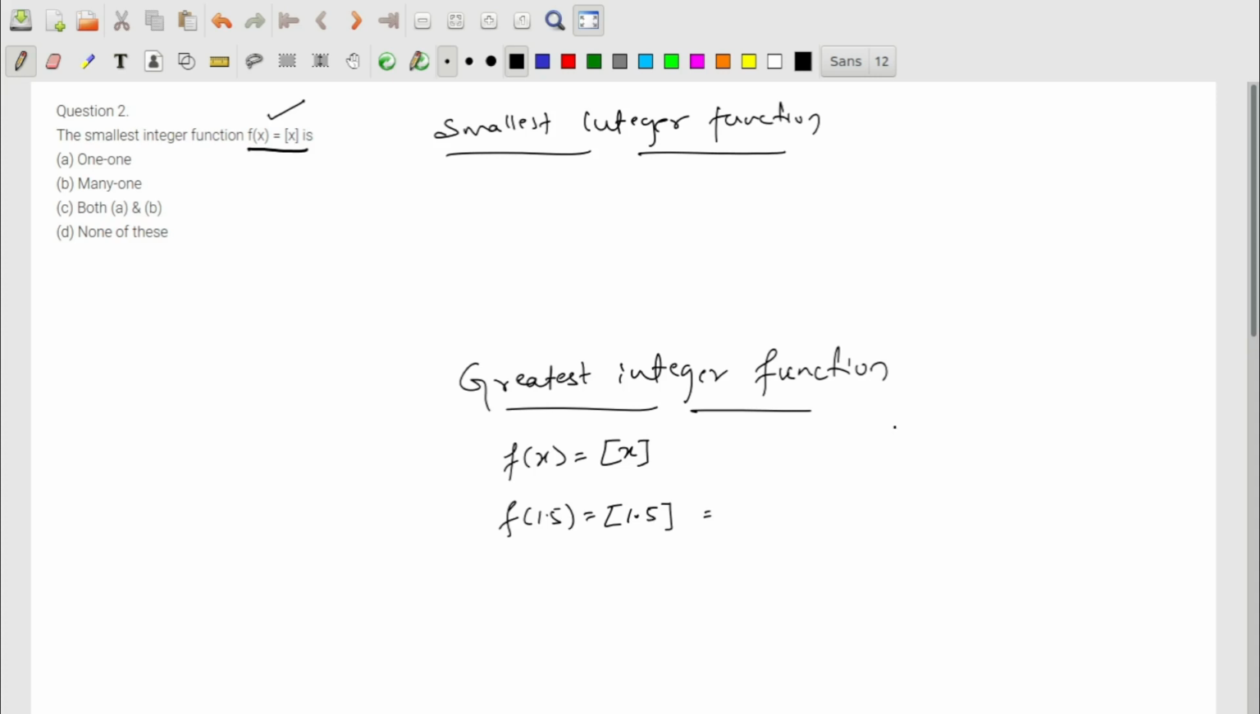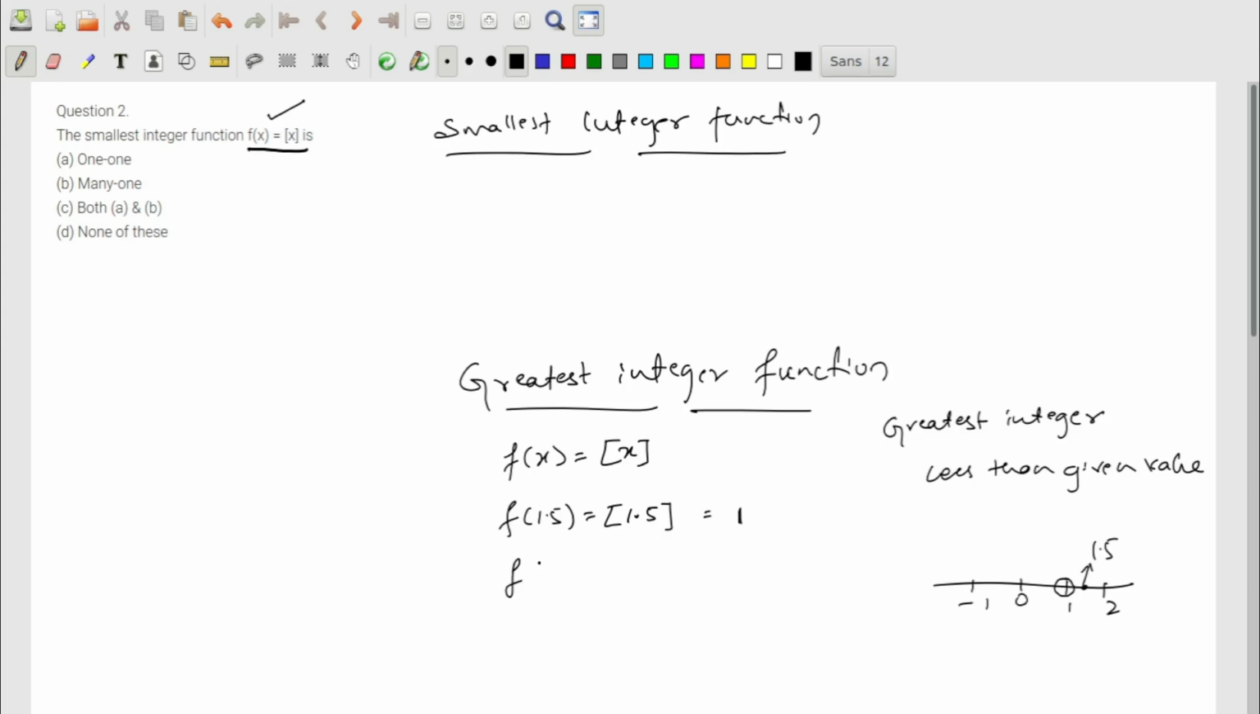Greatest integer less than the given value. So here 1.5, if you put it on a number line, we have 1.5 here. So what is the greatest integer less than 1.5? That is 1, right? So here the value of the function is 1.